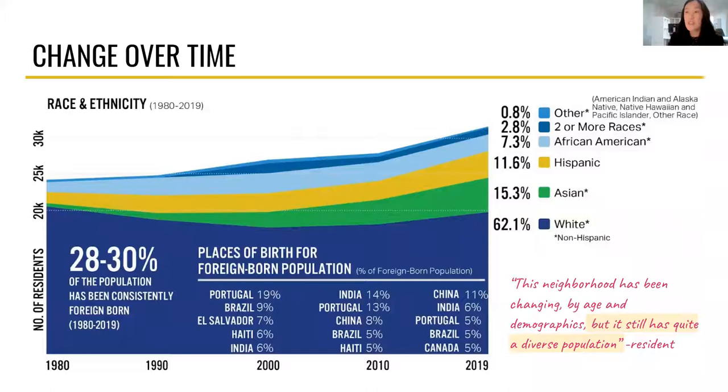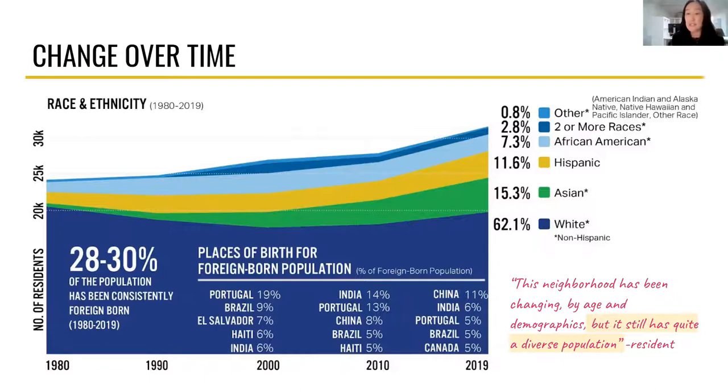So something that we are also really interested in is how this area has changed over time. We have heard this neighborhood has always been quite a diverse part of the city and a destination, a gateway for immigrants. So this chart shows you over the last couple of decades, starting in 1980, how race and ethnicity has changed over time. You can see the legend on the right is color coded, so you can see both the absolute number and the share of the population that's changed over time. What we did was match that with the foreign born population.